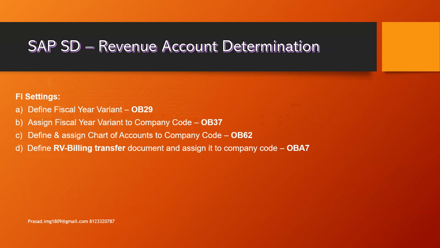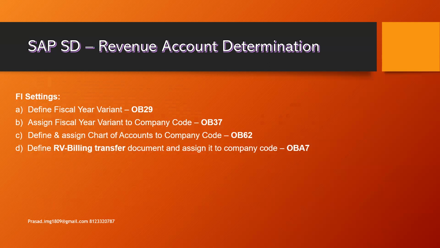This is the control, and this is done by FICO consultants in real time. So we will be assigning that fiscal year variant to that company code, so that the entire company code will have the same variant. That means if it is K4, that is calendar year, and if it is V3, that is year dependent, April to March.